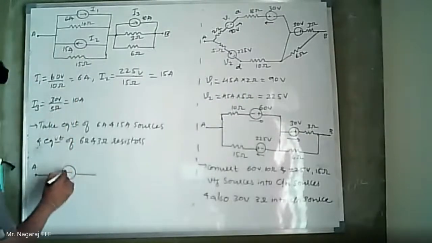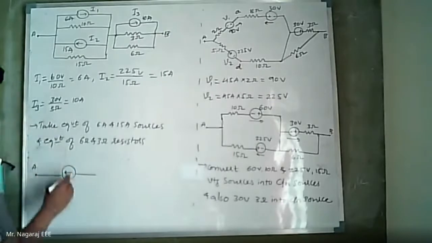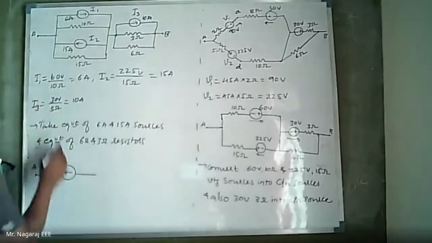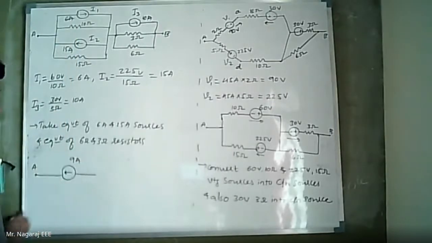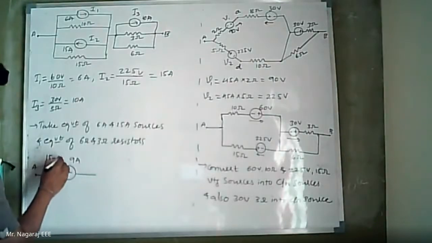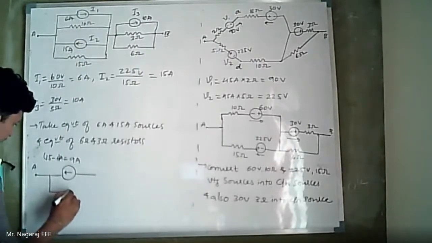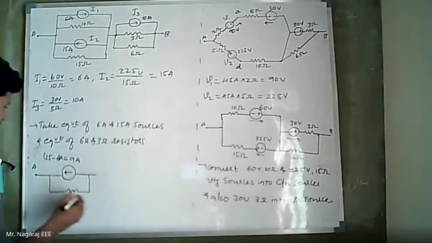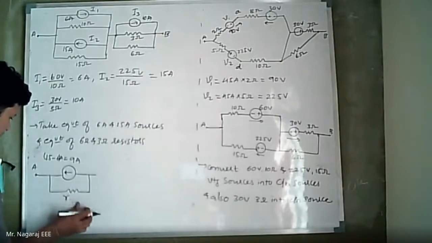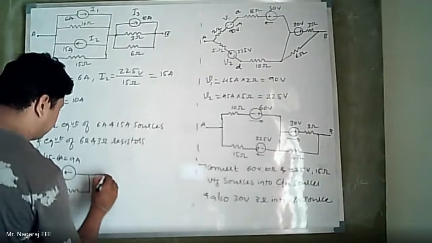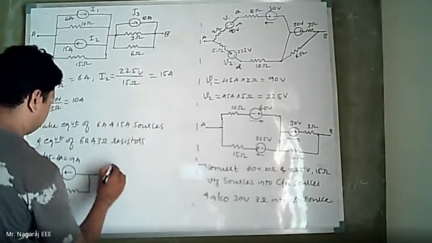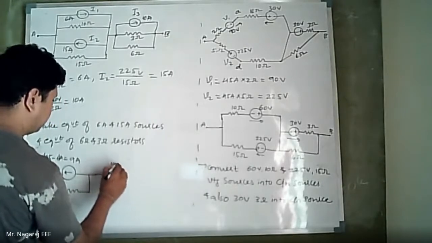Direction of 15 amps is from right to left. So it is 15 minus 6, 9 amps. Now, an equivalent resistance. Let me take it as R1. I have one more current source here of 10 amperes.